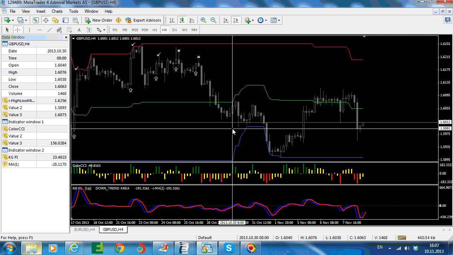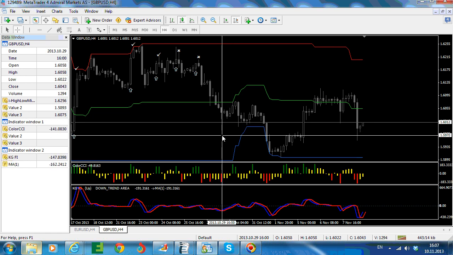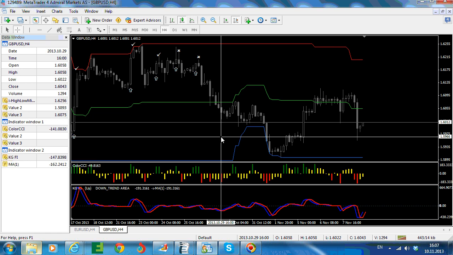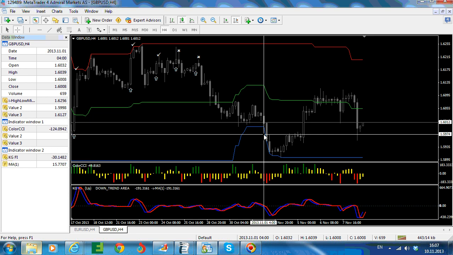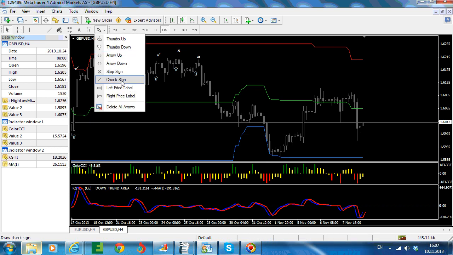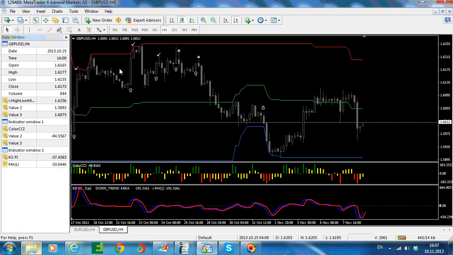Let's see on to the downside here. Price is breaking to the downside. This should be a sell signal, but as you can see, the moving average is below the KGFI, so we are not taking it into consideration. We do take into consideration this one, as price is below the middle point of the high-low middle. So let's say that this is a valid signal to the downside, and it provides a nice return.